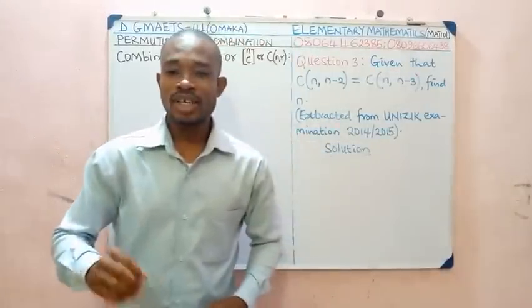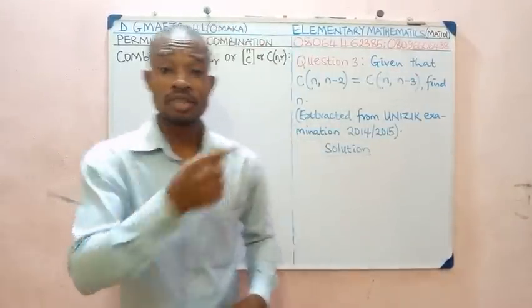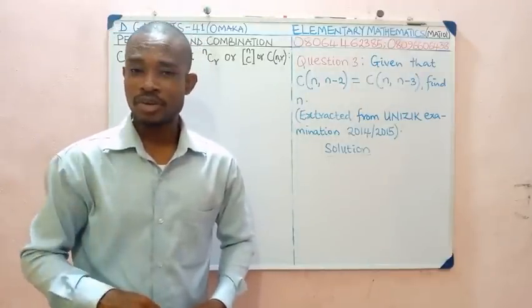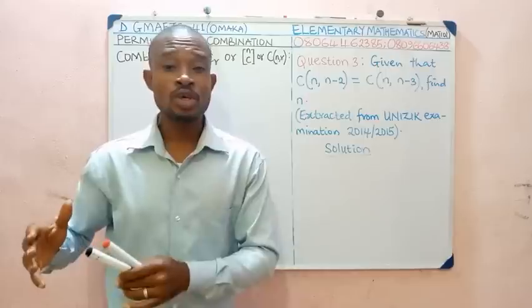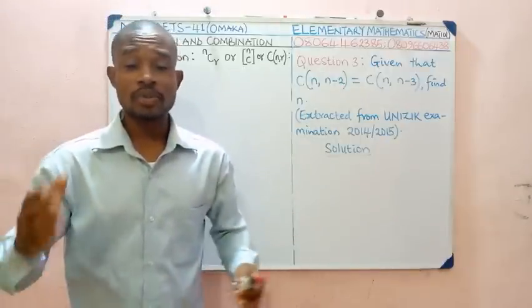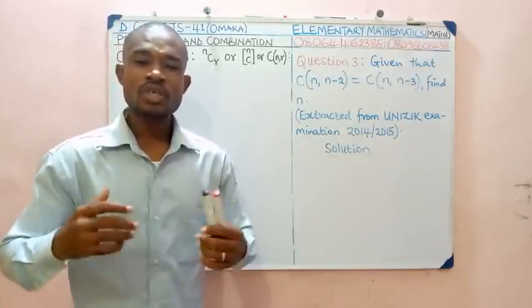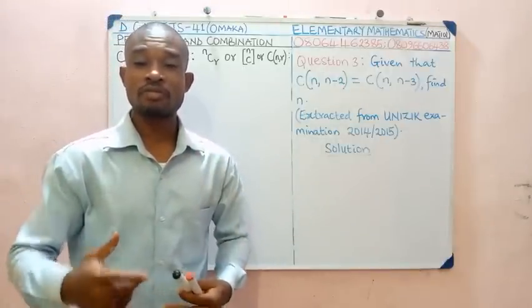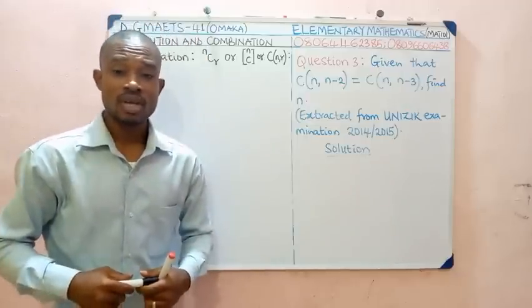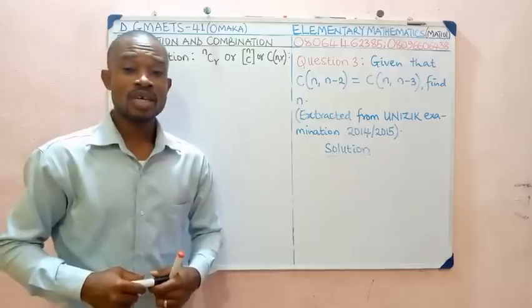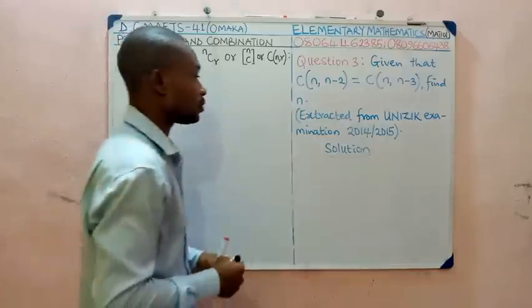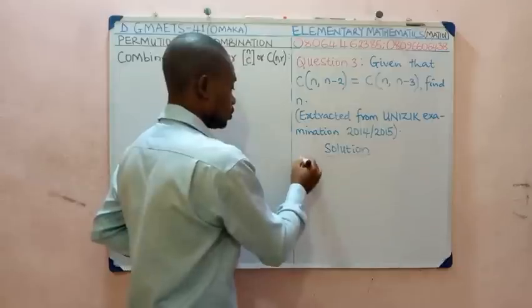Now in this video, we want to look at an alternative method of solving this problem to obtain the same result as we obtained in the previous video. Remember that in the previous video we used the complementary combination principle to solve this problem, which is really simple, straightforward, and faster. Now I want us to use the real definition of combination to solve this problem and see if we'll still get the same result. Remember, we obtained n equal to 5 using the complementary combination principle. So let us see how it goes.